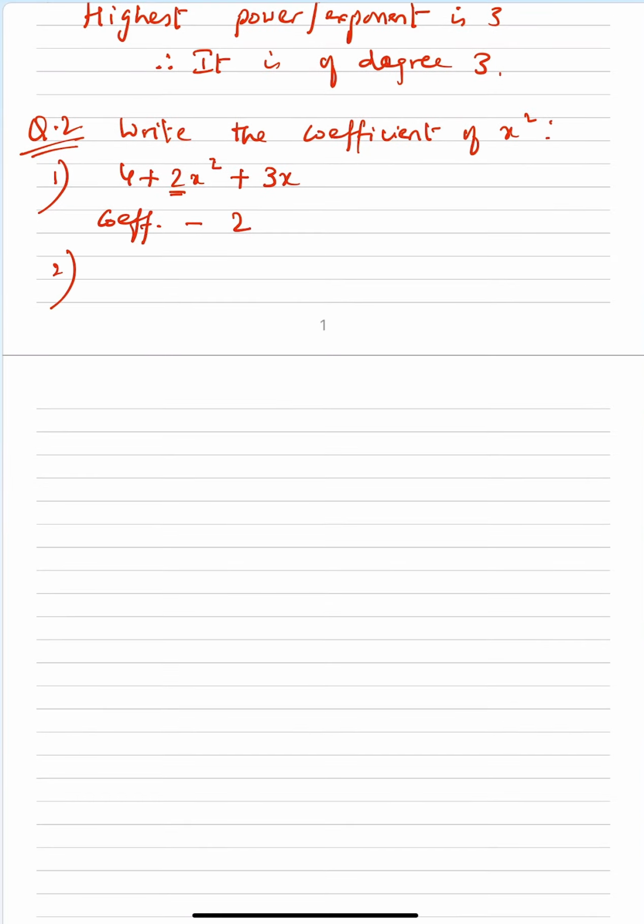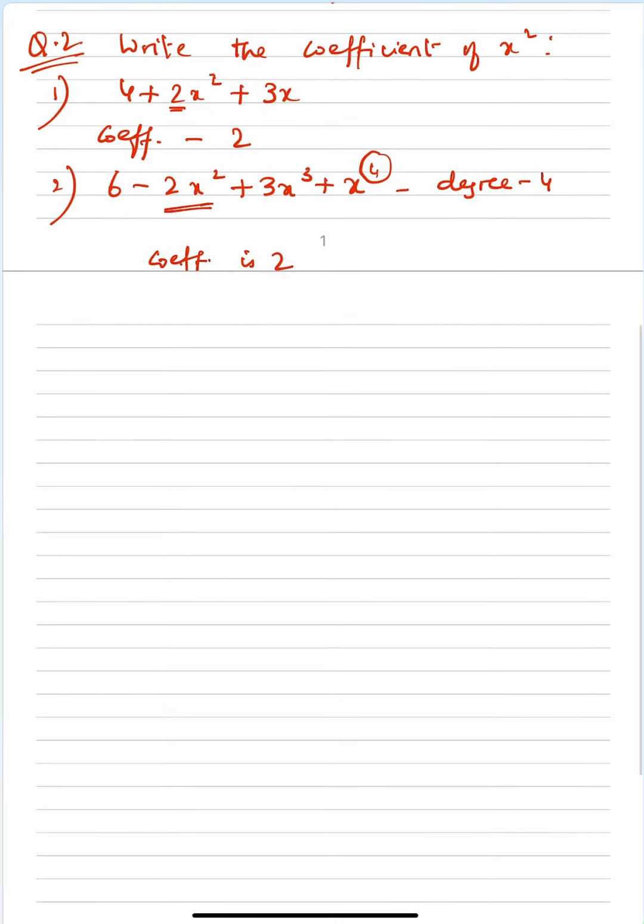Second example, if I take 6 minus 2x square plus 3x cube plus x raised to the power 4. Over here the highest exponent is 4. We can say it is the polynomial of degree 4. But the coefficient of x square they have asked. Again here the coefficient is 2. Okay. The same way you have to find out the coefficient of x square and the degree of the polynomials.